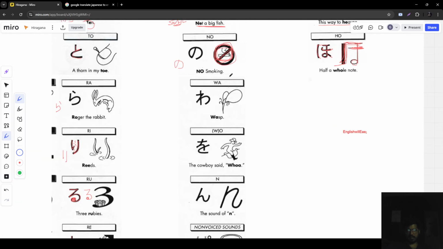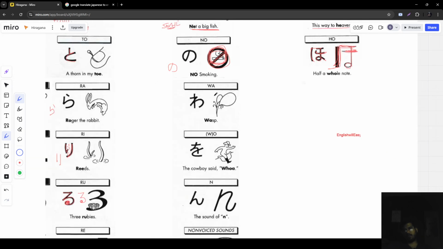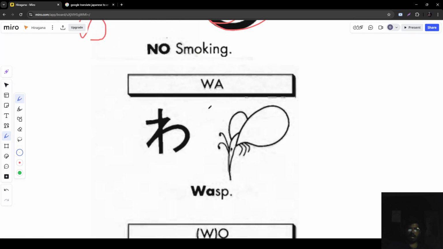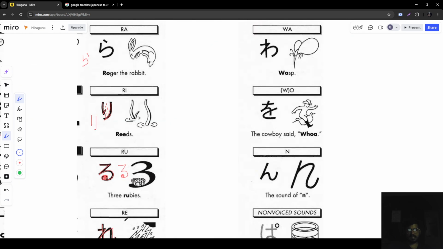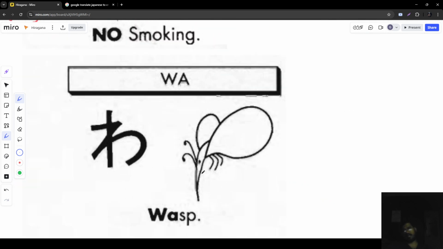What else is remaining? Wa. Again, similar to ne and re, isn't it? But now you have to remember it as a wasp. This is where it looks somewhat similar, better than rain and lighting. See, this looks like a wasp. Just this stroke is somewhat different, but other than this, I think this looks like a wasp. So you could remember it as a wasp.